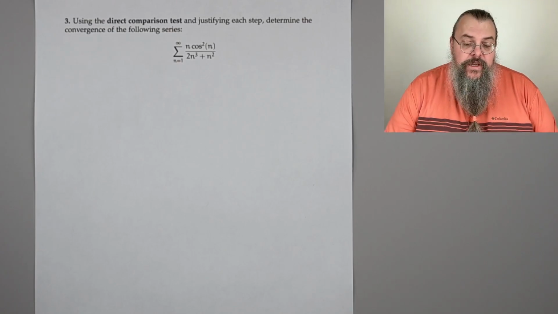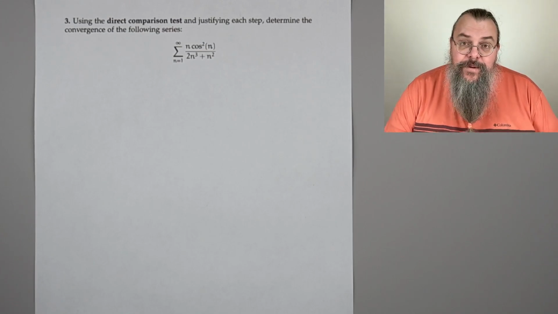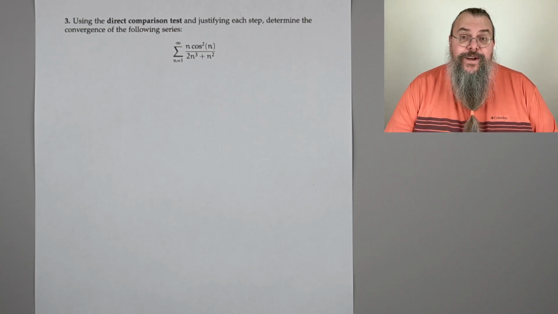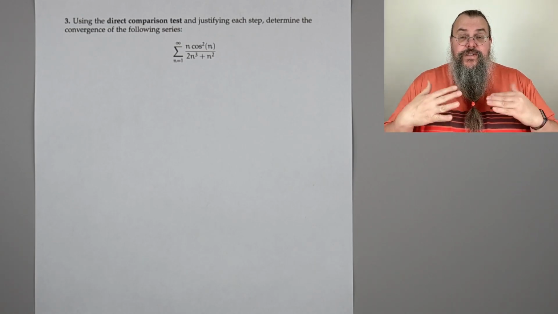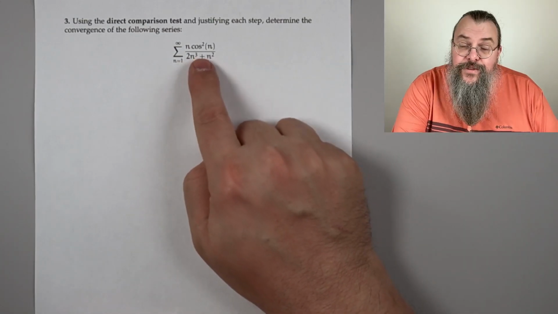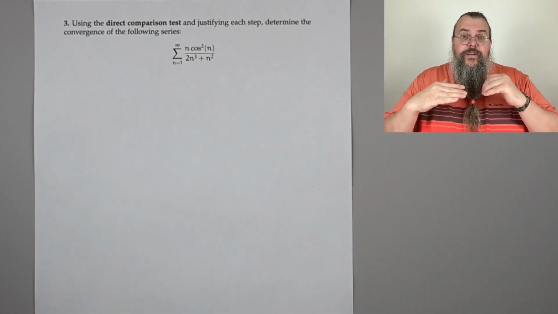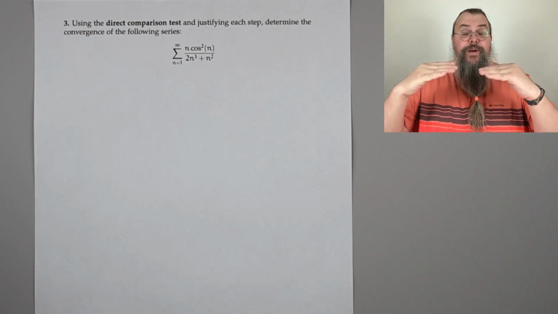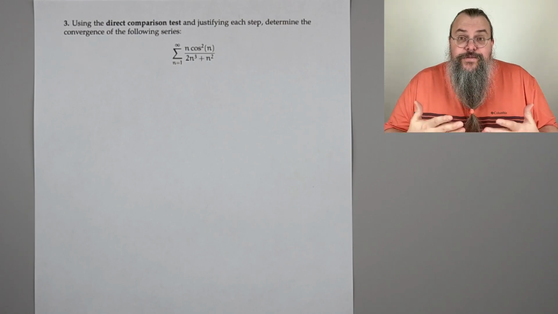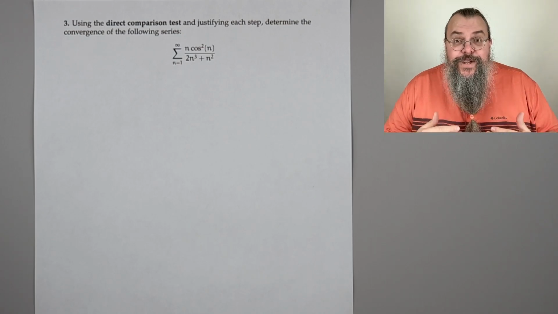Number 3, using the direct comparison test and justifying each step, determine the convergence of the following series. All right, so direct comparison test says, suppose you have non-negative terms, and everything here is non-negative because you squared the cosine. So that's non-negative. So everything's non-negative. And it says, all right, if you can bound it above by something which converges, then you also converge. If you bound it below by something which diverges, you also diverge.